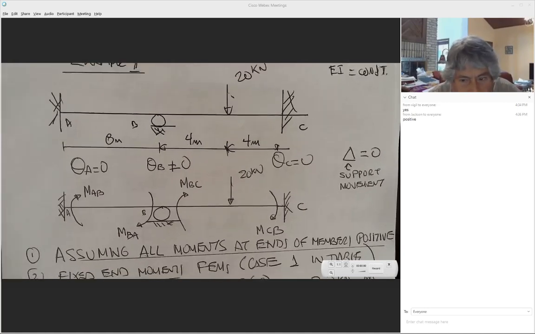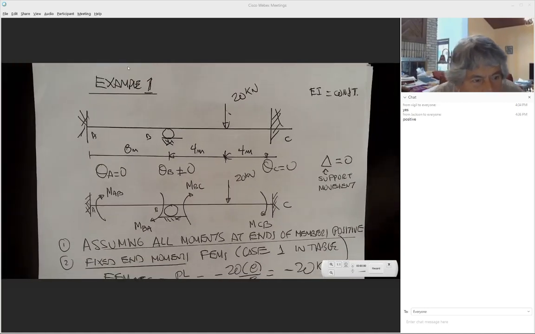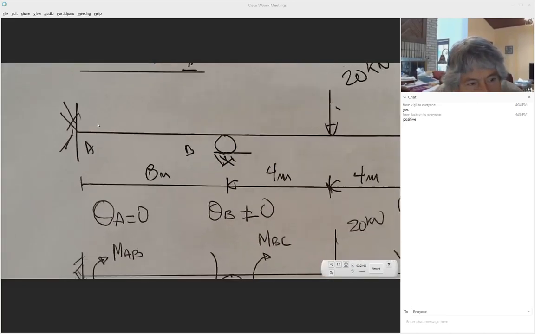And after that, we look: do I have a theta? Look, this is a fixed support. Do we have a theta A in here, or is it zero? Do we have a rotation at A? No, there is no rotation, because that is a wall, a fixed support. So there is no rotation.